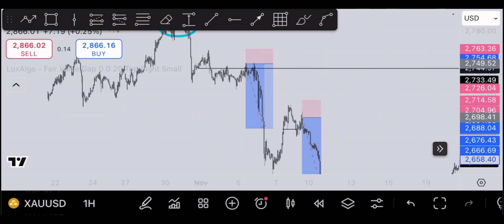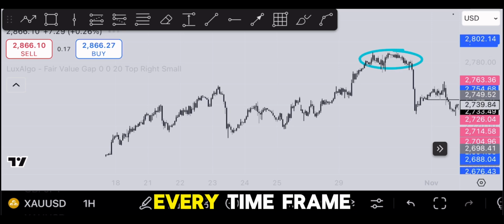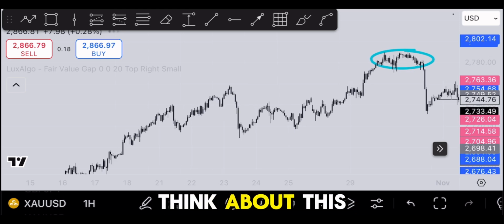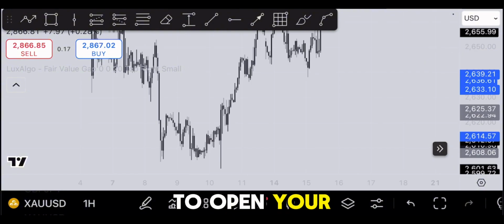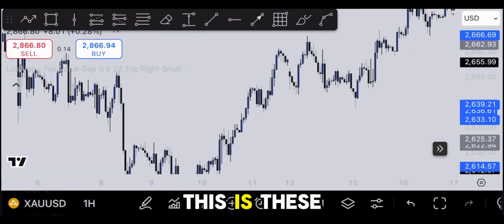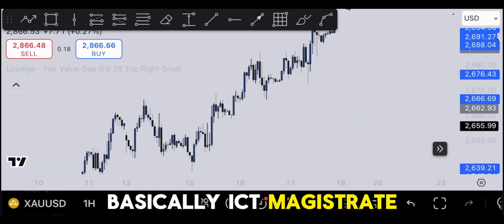1:4. This works everywhere. Every time frame you can actually think about, this strategy works. So I just want you guys to also go into your charts, and I want you guys to backtest these concepts. So this is basically the ICT market structure shift concept.